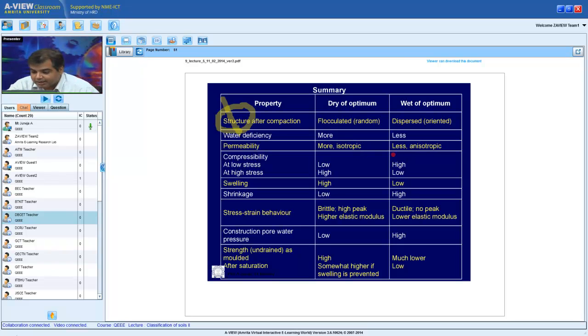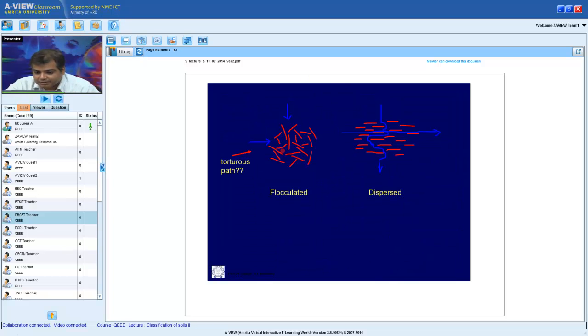Isotropic and anisotropic. These are important terms, and in the next slide I'll explain the difference between isotropic and anisotropic. You just go to the next slide and I'll come back to this slide again. Oops, sorry, already had this fabric. So on the left-hand side is a flocculated fabric, meaning random lines. The right-hand side is dispersed, meaning sleepy lines.